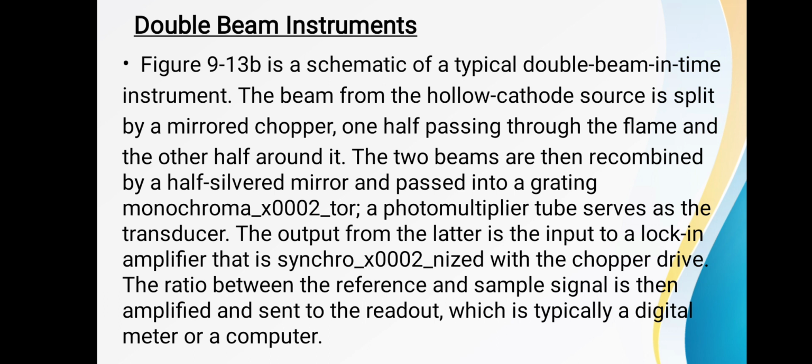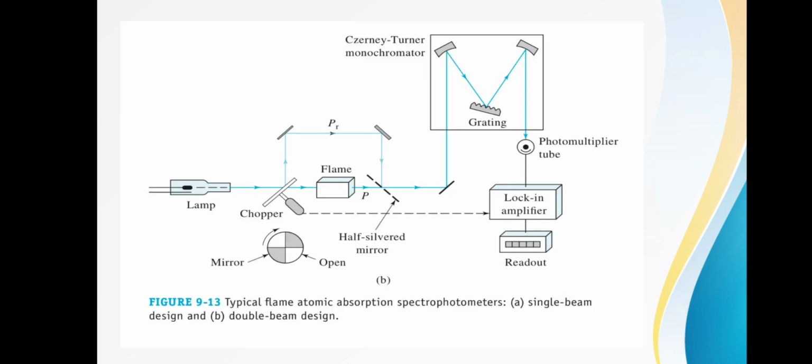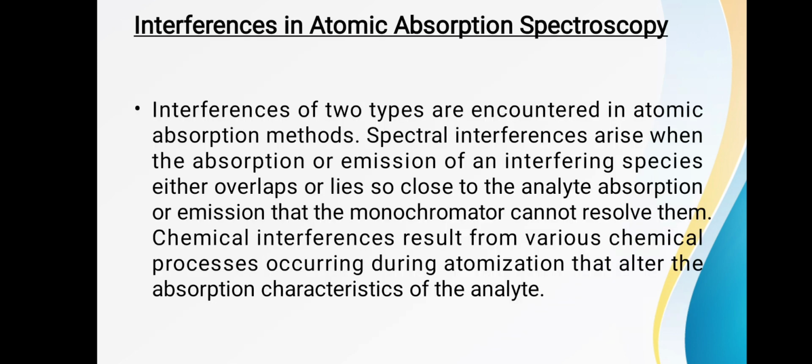The beam from the hollow cathode source is split by a mirrored chopper, one half passing through the flame and the other half around it. The two beams are then recombined by a half silvered mirror and then passed to a grating monochromator. A photomultiplier tube serves as the transducer. The output from the latter is the input to a readout, which is typically a digital meter or a computer. Here you can see the diagram of a double beam instrument.